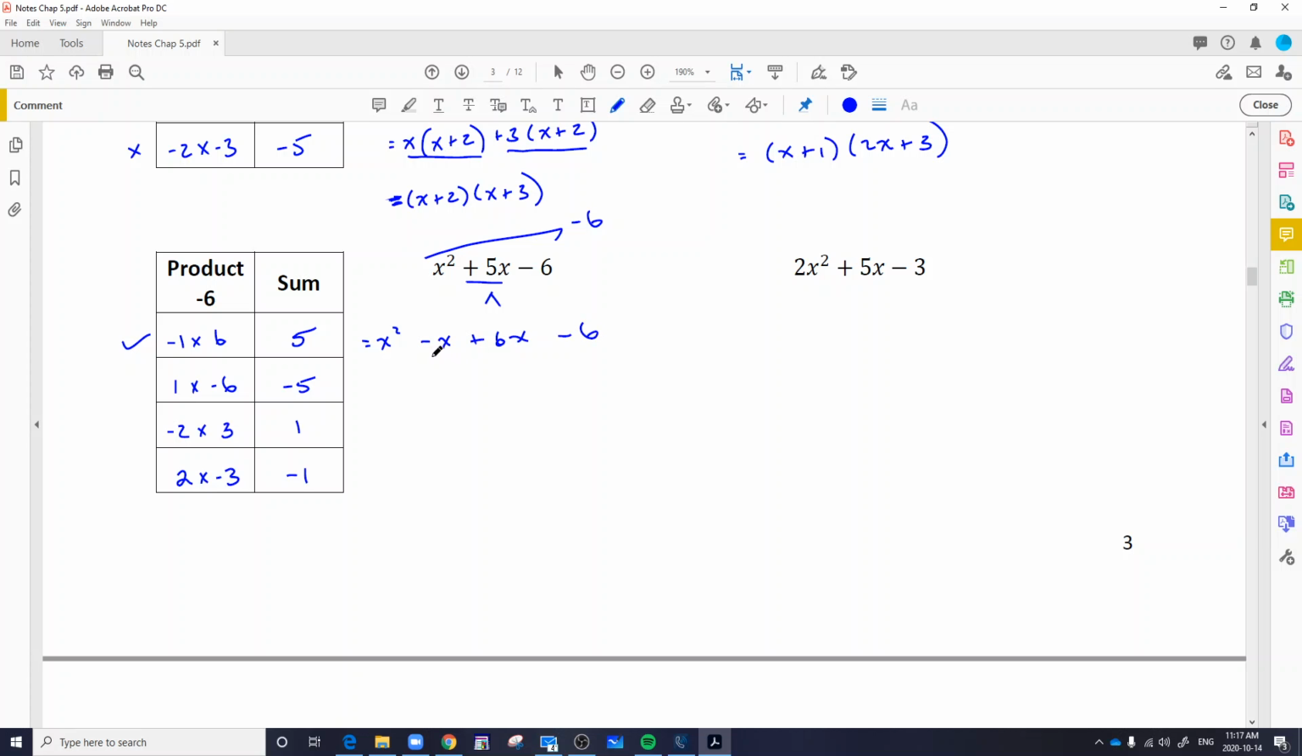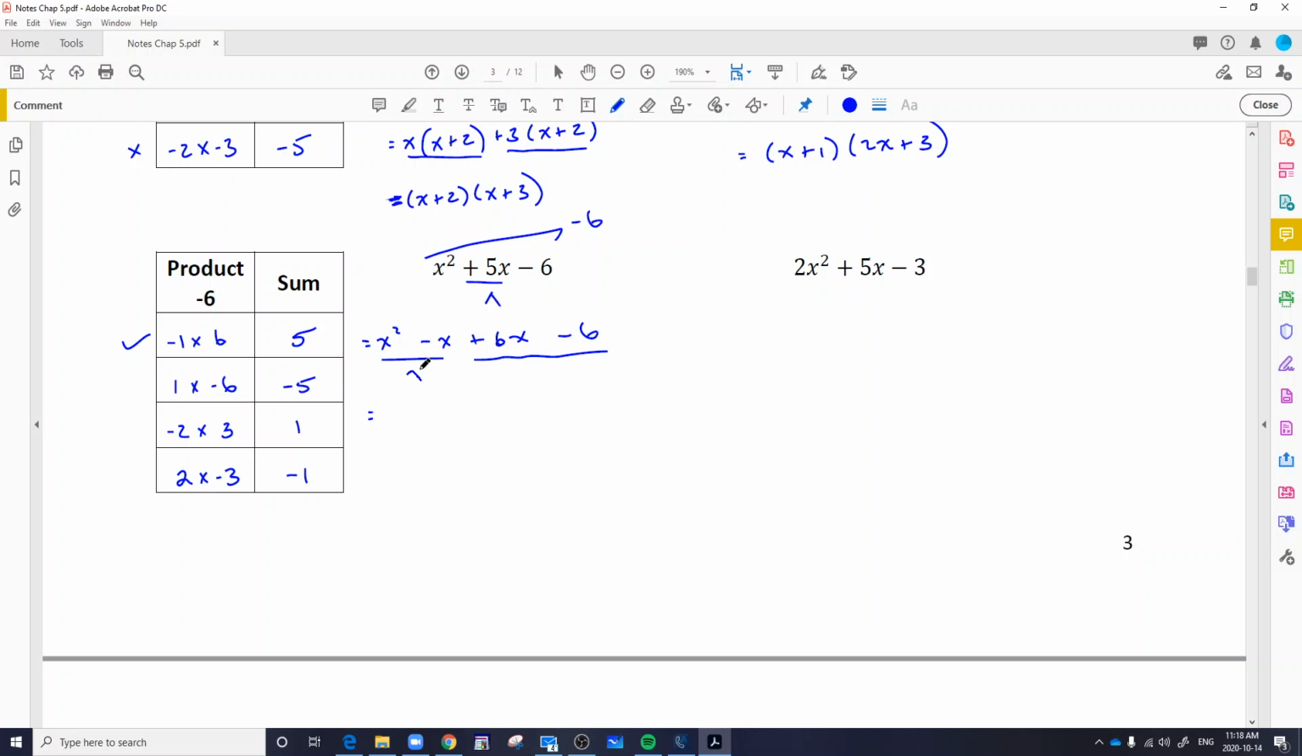So double check for yourself, because this is the number one place people make mistakes, is they choose the wrong numbers. Make sure that these add to give you that. Just do a quick glance and be like, -1 plus 6, is that 5? Yeah, okay, I'm good. Then you're going to factor by grouping. So again, I just underline.